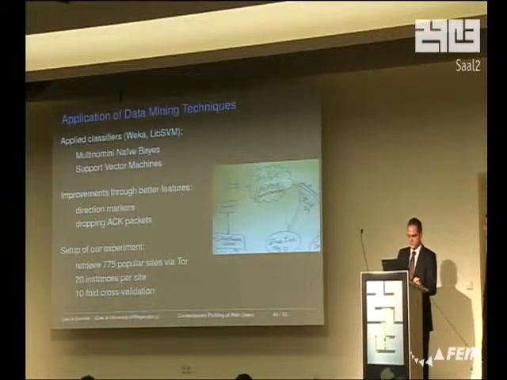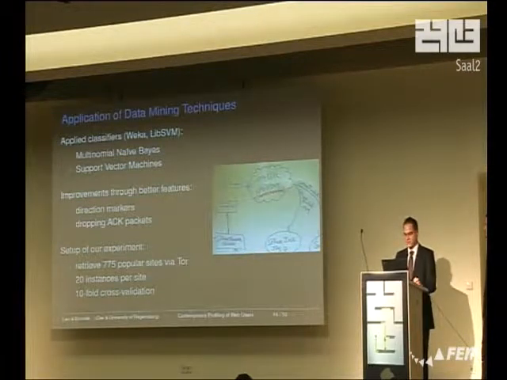We set up an experiment in order to evaluate this again: 775 popular sites downloaded via Tor in the real network, 20 times per site. And we evaluated it using tenfold cross-validation, which, for all the people who don't know machine learning theory, in one sentence, is a method to make sure that your results are not due to randomness, but are validated because you repeat the experiment 10 times with 10 different samples.